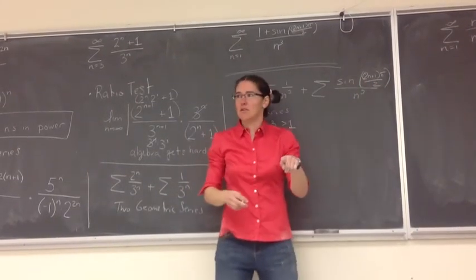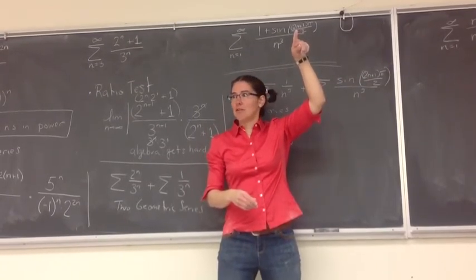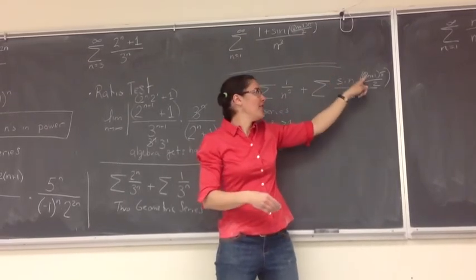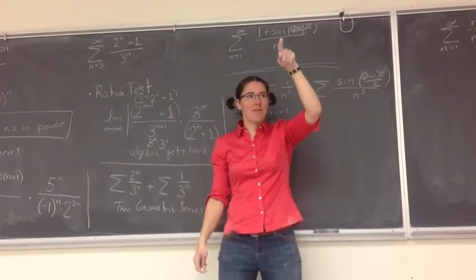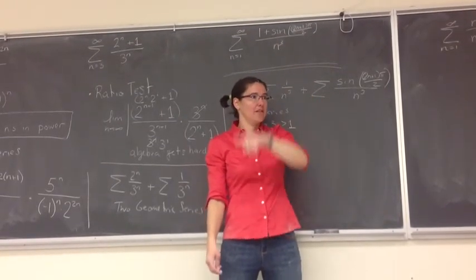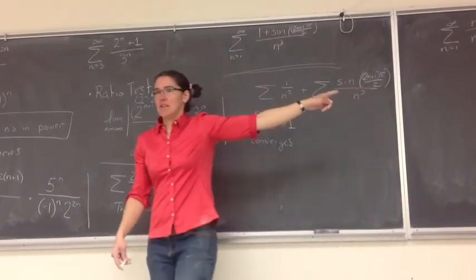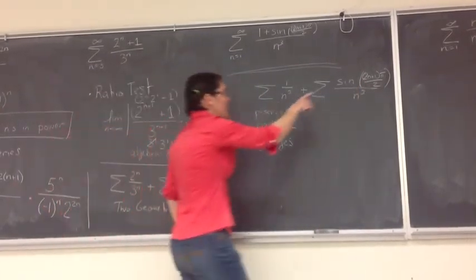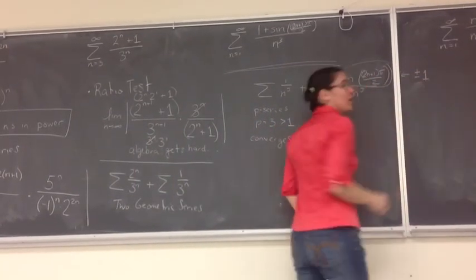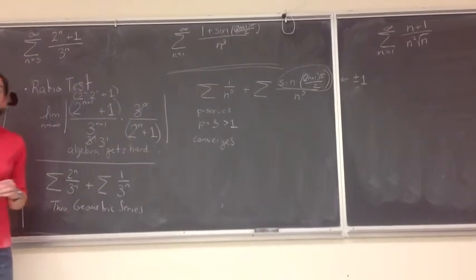pi over 2. Top of the circle. So what's the sign of the top of the circle? Okay. And so now if I have this set up this way, our number on the top is going 1, minus 1, 1, minus 1. So this guy is alternating. So now the top part goes plus and minus 1 back and forth. So we have an alternating series, and I have a couple of options.